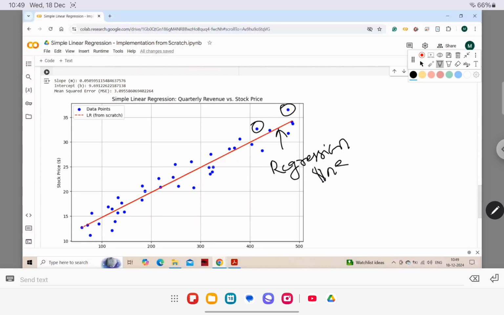Here you can see we have the slope, that is the value of beta 1, at 0.05059, and the value of beta naught, that is the intercept, is 9.69, and we have got mean squared error as 3.095. So just note these three values. We have calculated these using the formula of beta naught and beta 1, that is, implemented simple linear regression from scratch. Now in the next lecture we will build simple linear regression using libraries.